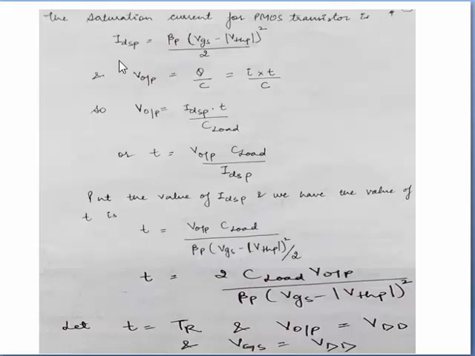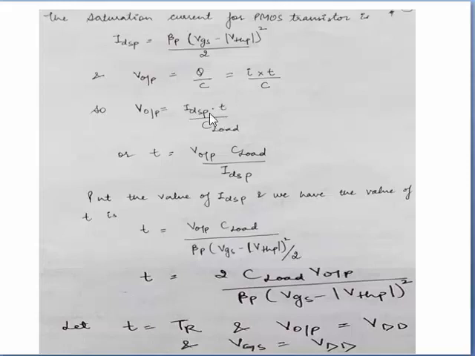We know V is equal to Q by C, where Q is charge and C is capacitance. So V output is equal to Q by C, because for rise time we have to see the output, that is V output. Now charge is equal to current into time, so I into T by C. Now I is IDSP, C is C load. So V output is equal to IDSP into time by C load.